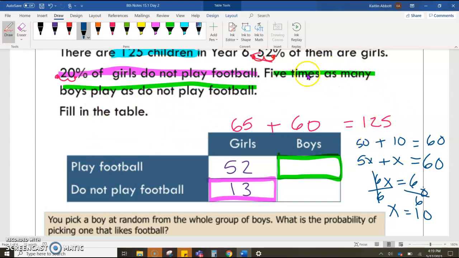So how many boys play football? 5 times as many. And which one's bigger? If you had 5 times as many cookies, that's more cookies. So it's not the little number, it's gonna be the big number. So hopefully someone else can explain this a little bit better, but 50 is gonna go there. And that means only 10 boys don't play football because 10 plus 50 gets us 60.